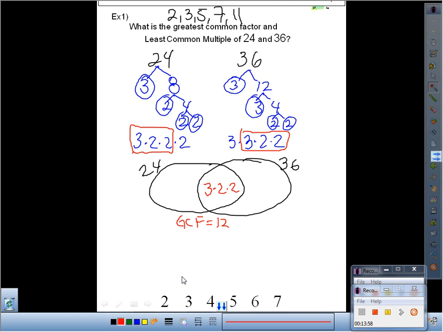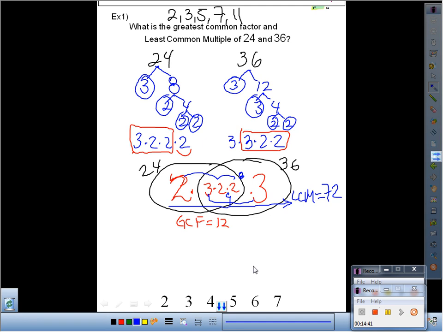Now, I need to find my least common multiple. Watch. What was left over here for the 24? For the 24, what was left over? 2. And what was left over for the 36? 3. Well, to find my LCM, my least common multiple, I have to multiply all these across that way. So watch. I'm going to do first these. What is 3 times 3? 9. And what is 2 times 2 times 2? 8. What is 9 times 8? 72. That's my least common multiple.